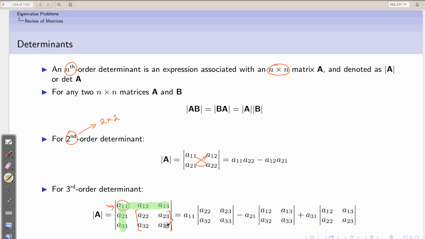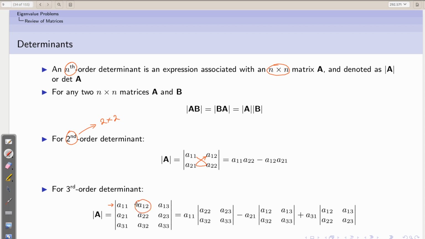Now this 2 cross 2 matrix, you can find the determinant very easily. So that will be simply A22 A33 minus A32 A23. Okay, so A11 into the determinant of this. Then next you take the next element, which will be A12. We're opening with respect to the first row.